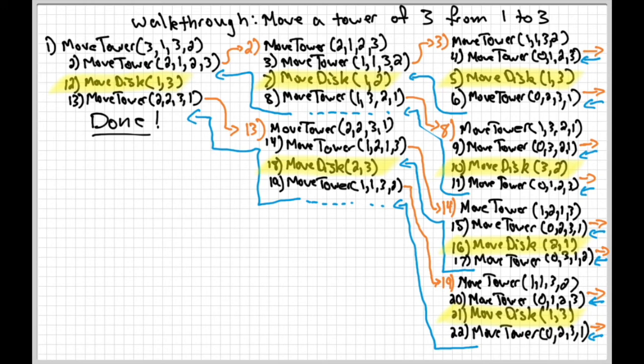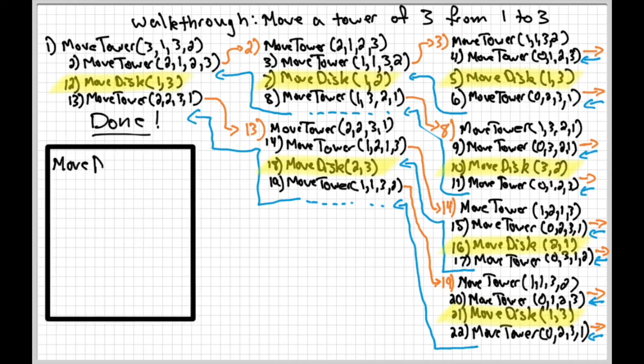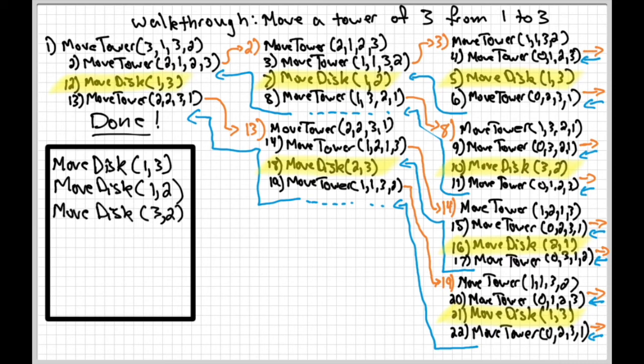The lowest numbered step where we move a disk is going to be the first disk to be moved, right? So in this case, it's moving a disk from peg 1 to peg 3. And that was at step 5 in the upper right corner there. If we look closely, we see that the next time we move a disk is at step 7, and that involves moving from 1 to 2. And then at step 10, we move from 3 to 2.